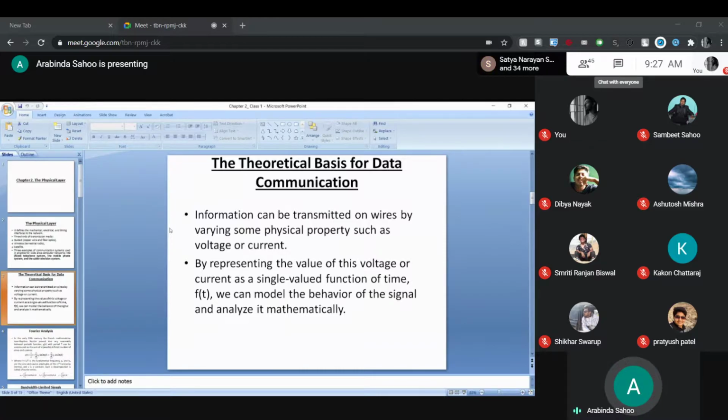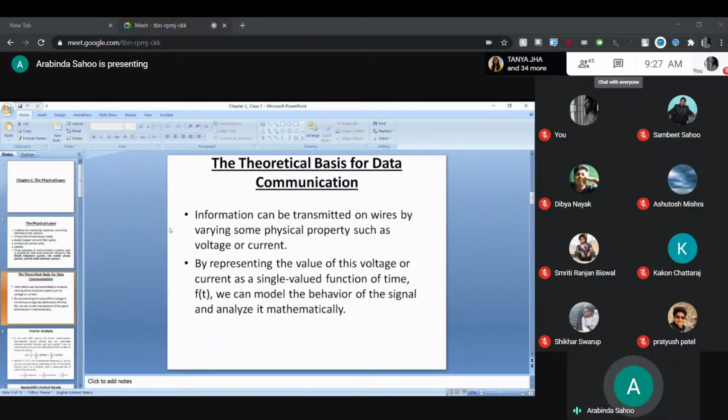Once you model any signal as a mathematical function, you can find out the different characteristics of the signal, and from these characteristics you can analyze what the output will be at the receiving end. In this way you can analyze it.